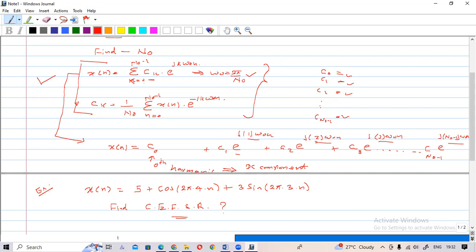So the zeroth harmonic is the DC component. In your series, a DC component may also be possible. A DC component may be there or not, we don't know. Sometimes a DC component is there, and sometimes c_0 will be zero, which means there is no DC component.